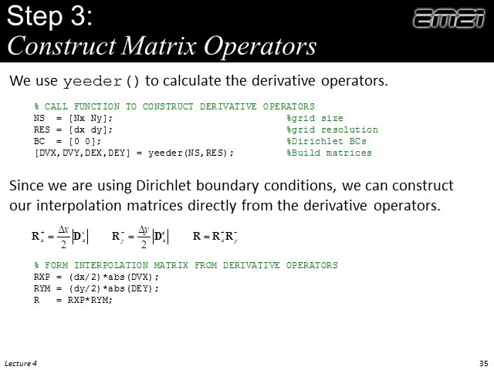So from EDER, we get our derivative operators, and we also get our interpolation matrices. So we don't have to write a separate function to do that. Now, if we were using periodic boundary conditions or something else fancy from EDER, we would probably need a separate function to do our interpolation matrices. But since we're using Dirichlet, we can do it like this.